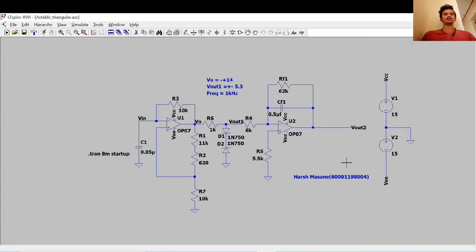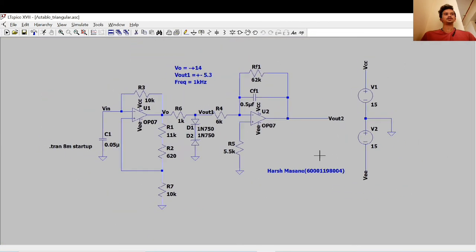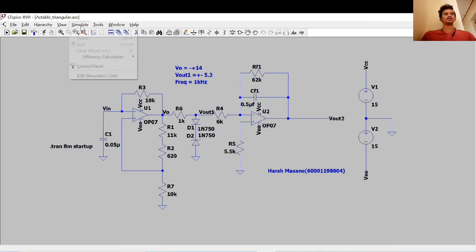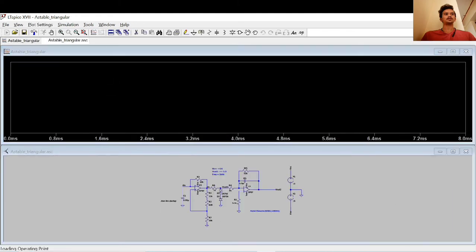So this is my circuit. Here my Vo will be plus minus Vsat, which is 14 volts. Then I will clamp it to plus minus 5.3 volt. Here the frequency is the same, 1 kilohertz, and then the integrator circuit. So let's simulate this and see the output.